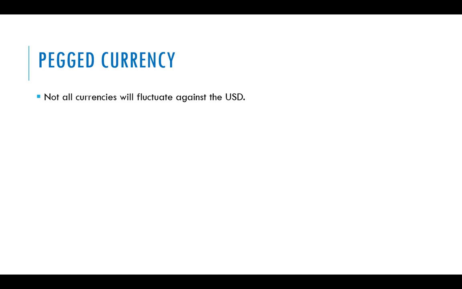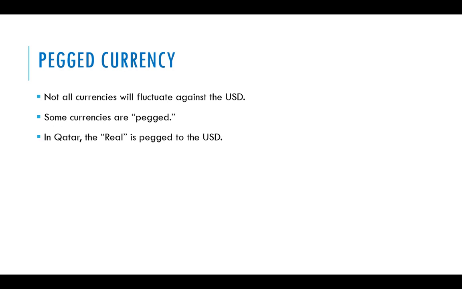Now, not all currencies will fluctuate against the US dollar. The Thai currency clearly fluctuates against the US dollar. We just looked at exchange rates that have changed, but some currencies are what we call pegged or fixed. For example, if you were going to Qatar, the rial is pegged to the US dollar. When we say it's pegged, that means it's fixed. There's a fixed exchange rate, and that fixed exchange rate has been in place since 2001.